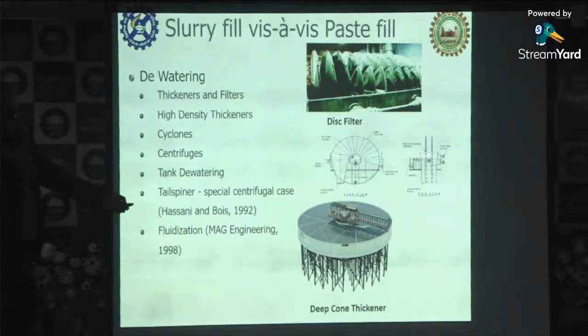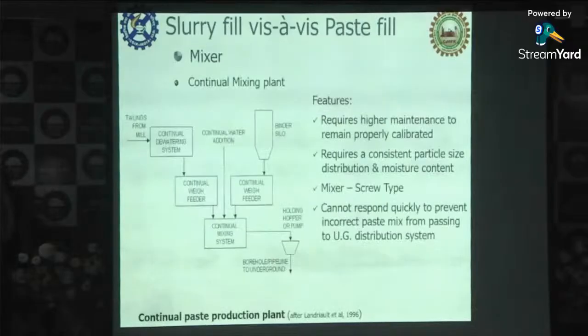This is a diagram of a deep cone thickener, and these are the different dewatering techniques which we use. But mostly in India we use this combination of deep cone thickener and disc filters. High density thickeners, cyclones, centrifuges, and tank dewatering are just a few of the options for dewatering purposes.